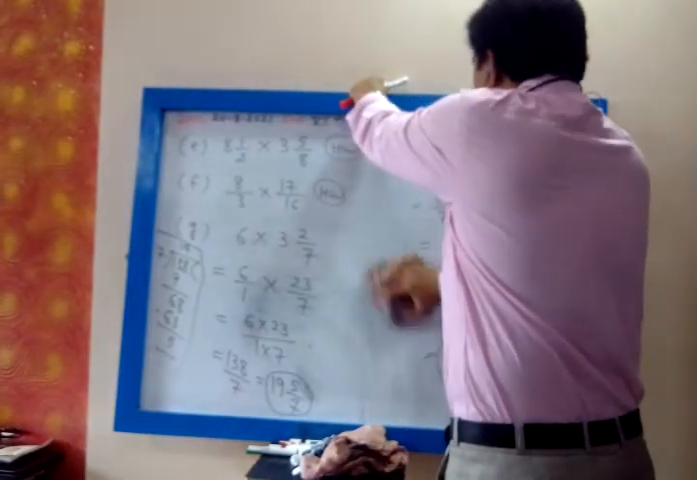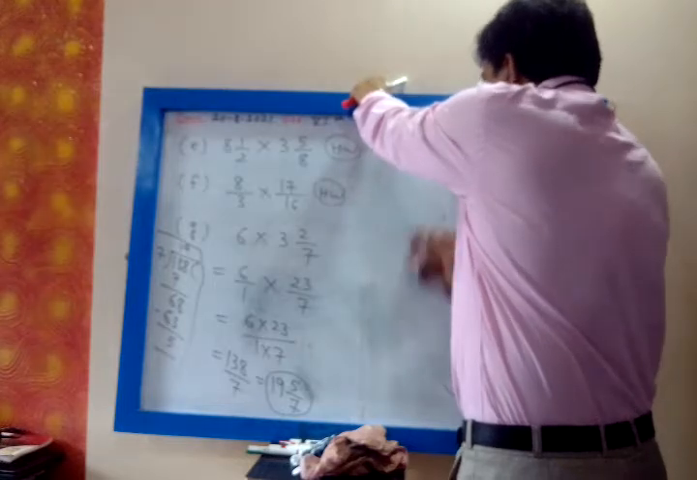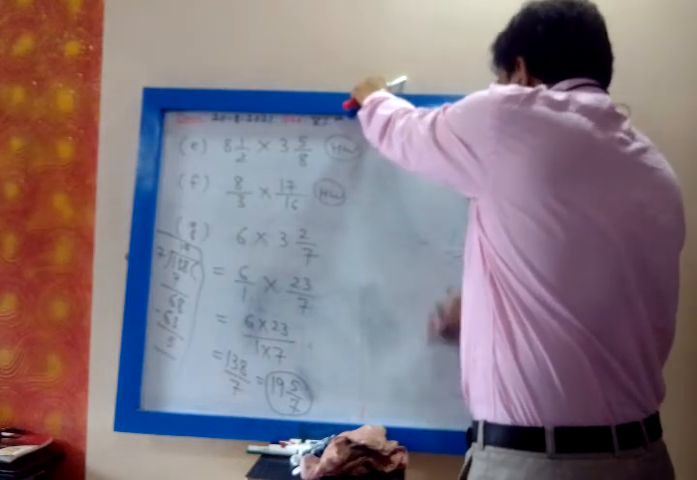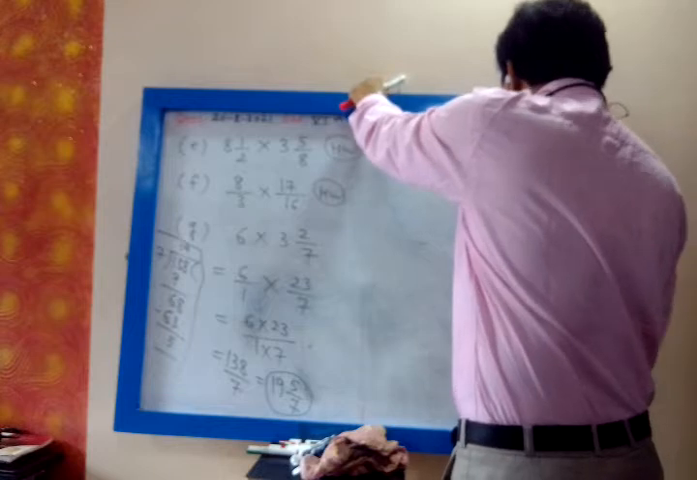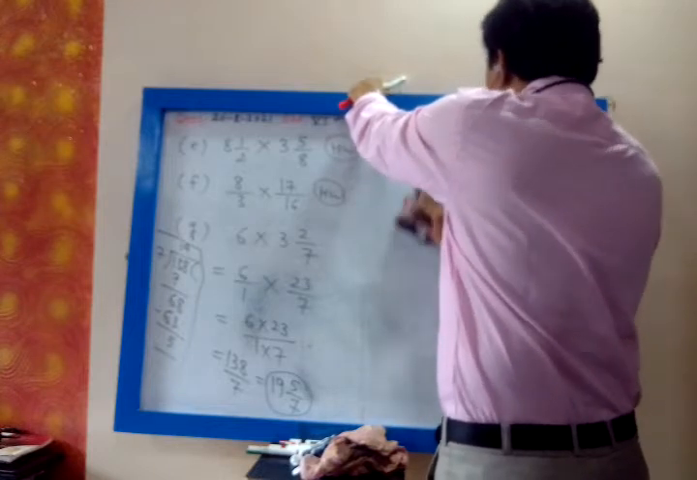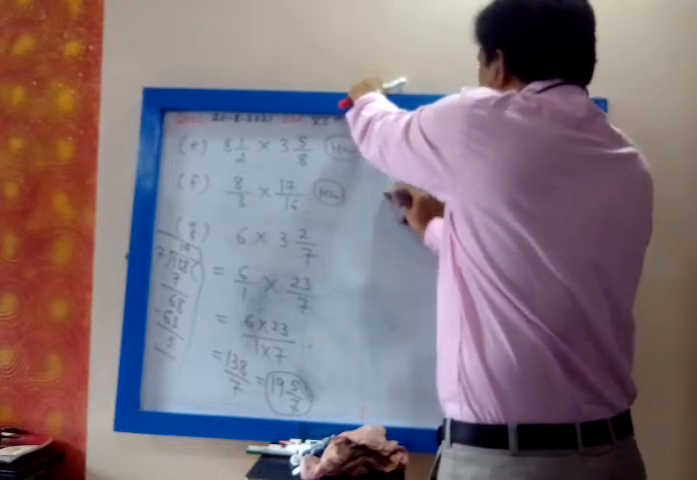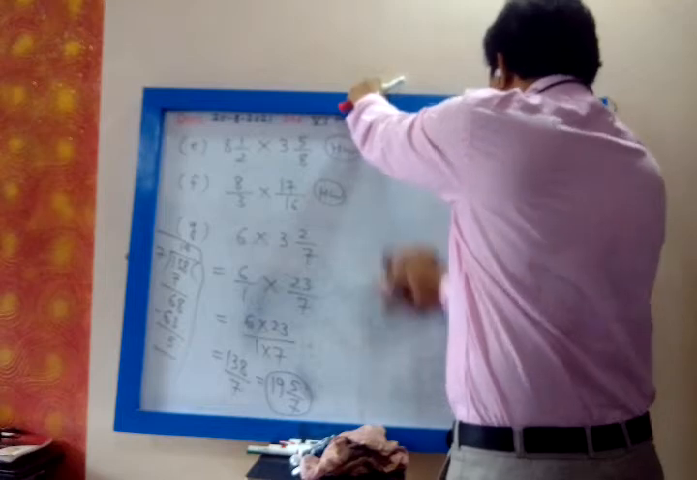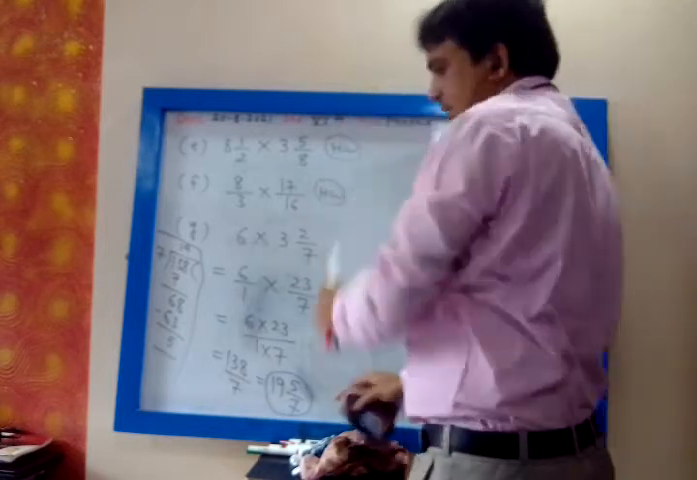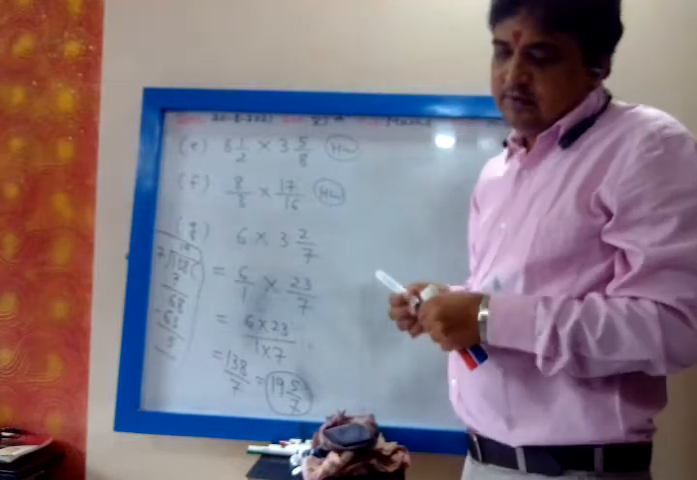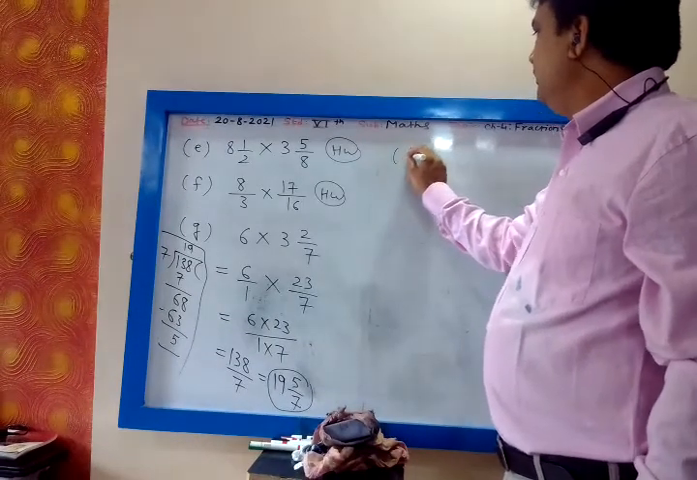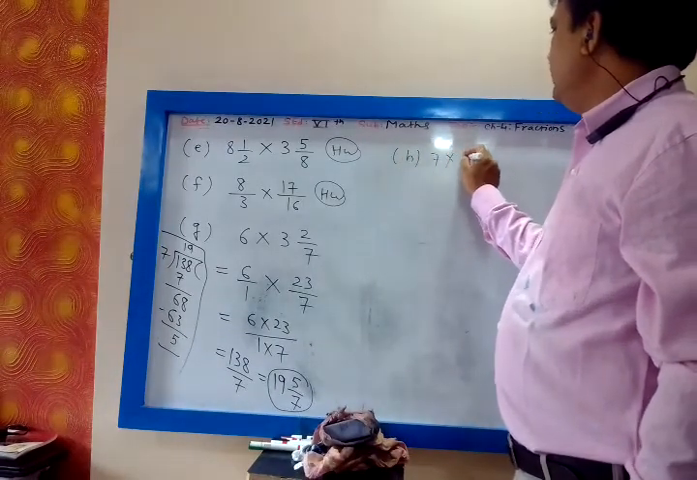19 is to 5 by 7. So whenever it is multiplication of two fractions, you have to multiply numerator to numerator, denominator to denominator. Yes. Then H, 7 into 1 is to 1 by 4.